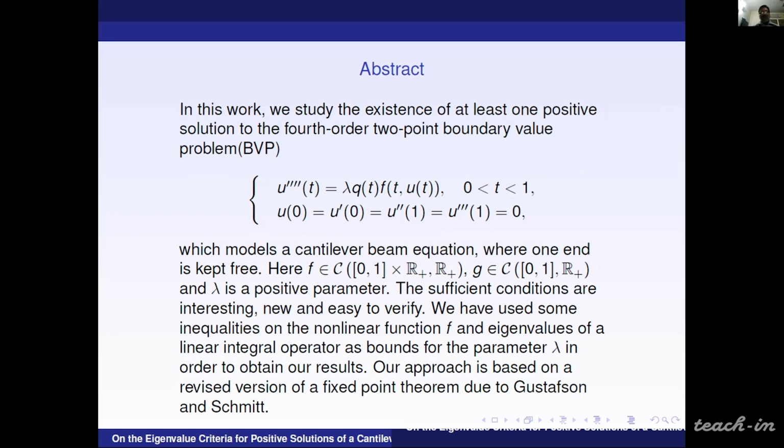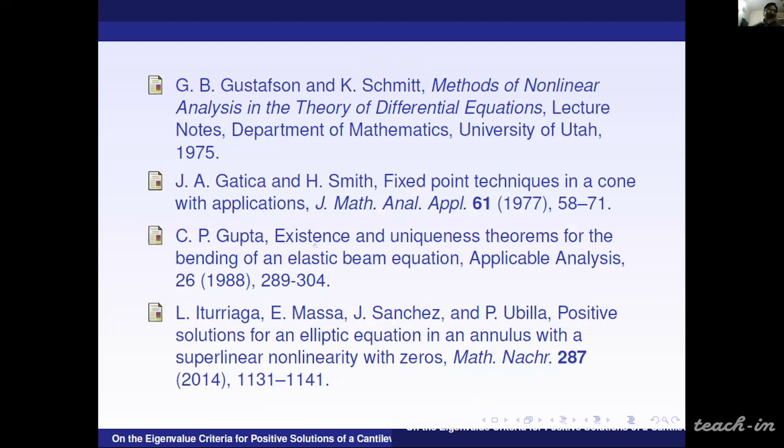And assume that the function f is a continuous function, and positive, and g is also a positive function, and lambda is a parameter. The sufficient condition we obtain completely depends upon the parameter lambda here. So I'm going to explain this. The entire work here depends upon 6 to 7 papers that I'm considering.